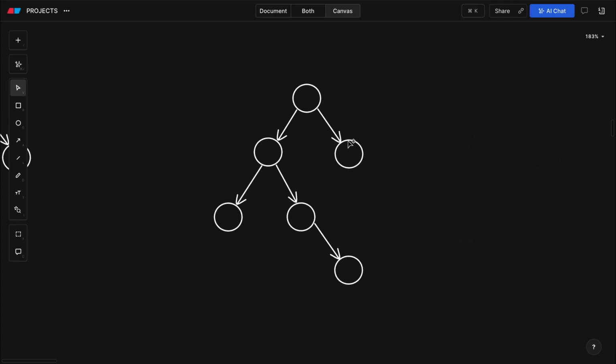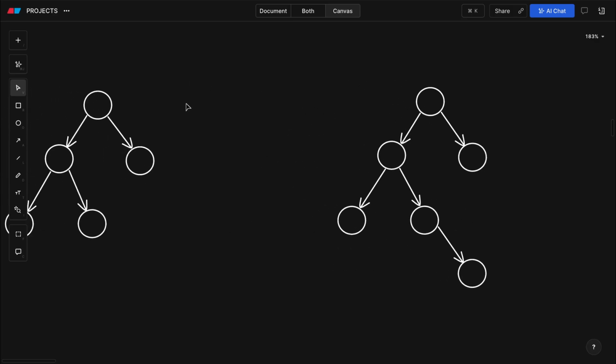So here is a second example. The root node has 2 child elements, and the left child node has 2 child elements, one left and one right. The right child has another child element. So this is also a binary tree.